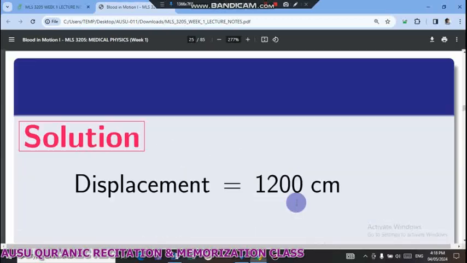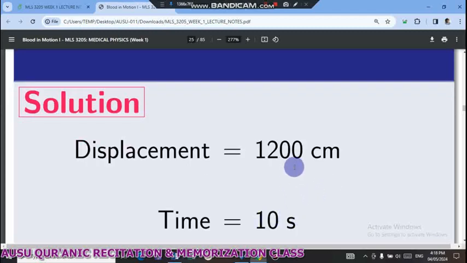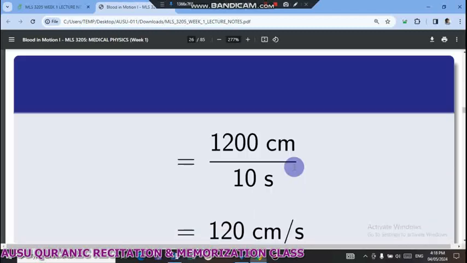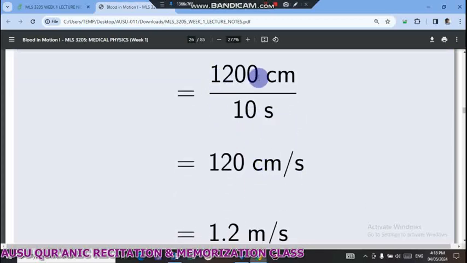So the displacement is 1200 centimeters, the time is 10 seconds, so you divide the two. In the next step, you just say 1200 centimeters divided by 10. When you take your calculator and press this, it will give you 120. Then you combine the units that you have here, centimeters per second. Make sure you give space here. Don't attach the 120 to the centimeter. There should be a small space here.